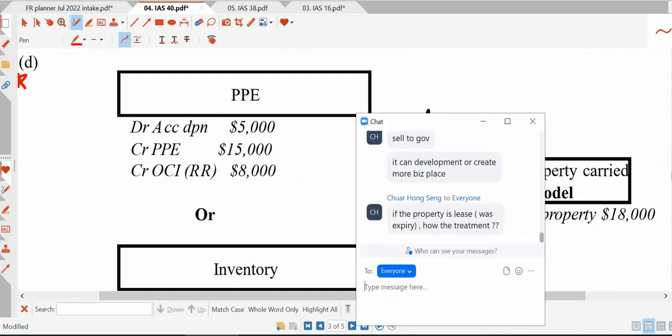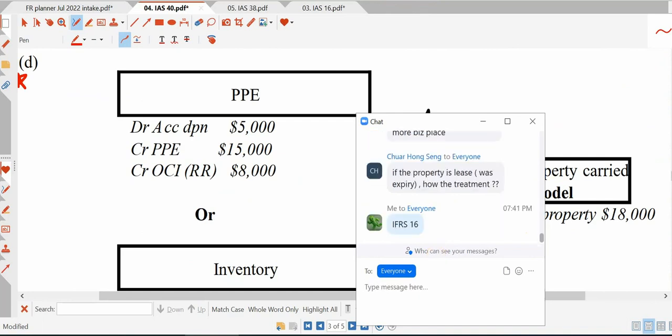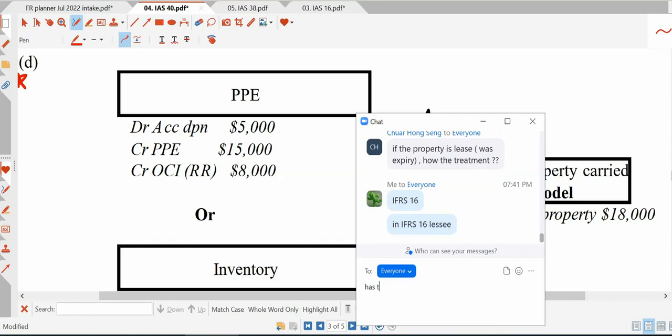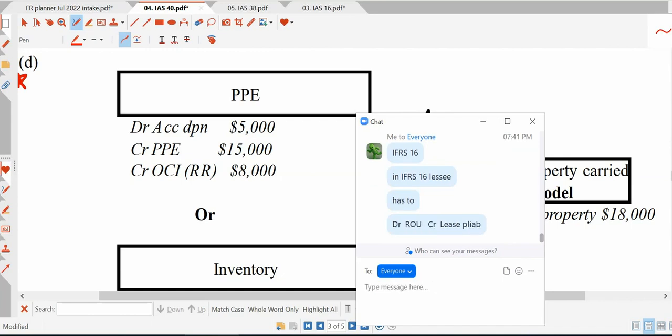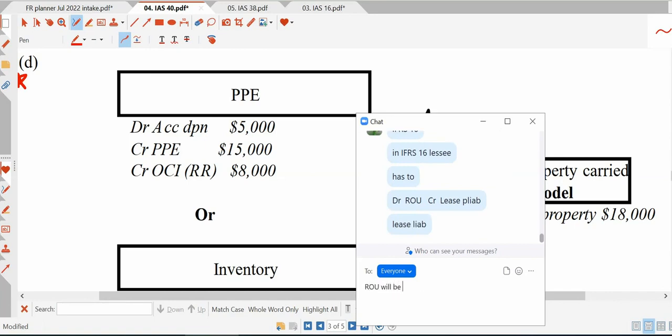Okay, I got a question here. Now if property is leased, was expired, how's the treatment? Lease expired, this one. Okay, never mind. Chua, let me tell you first. This is under the IFRS 16. Okay, so in IFRS 16, lessee has to debit one asset called right of use and credit the lease liability. Lease liability. Okay, so the right of use will be depreciated over the rental period.